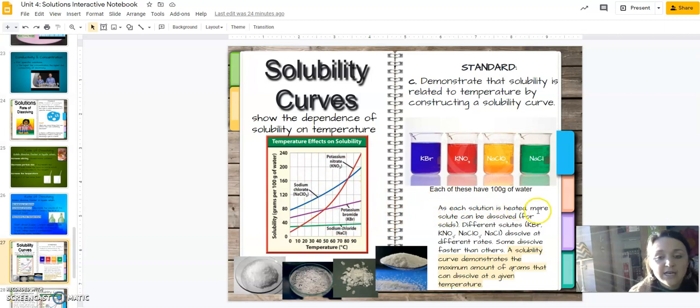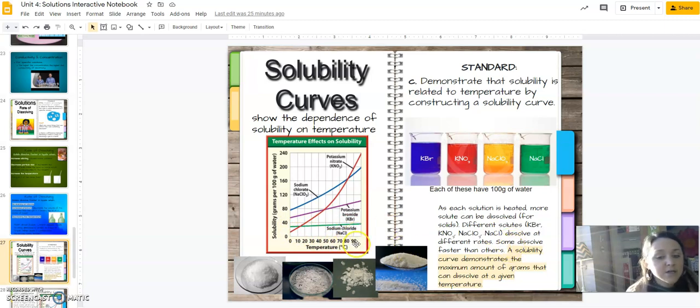As each solution is heated, more solute can be dissolved. So you can see as we go from 0 to 90, all of these lines go up. That means we are dissolving more solute as we heat the temperature up. You'll notice this line is very close to flat. That means it's not as affected by temperature.